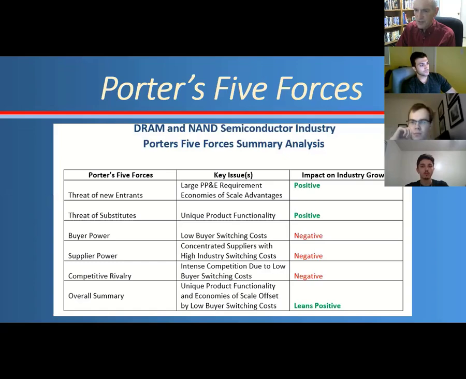So this is an industry that has large property, plant, and equipment requirements, which is a barrier to entry. The fact that airlines have to buy these huge jet planes, that's a barrier to entry. But they also, on top of that, have economies of scale. So look at the way I have it. You notice, again, I don't use the word strong and weak. I say positive: impact on industry growth is positive.